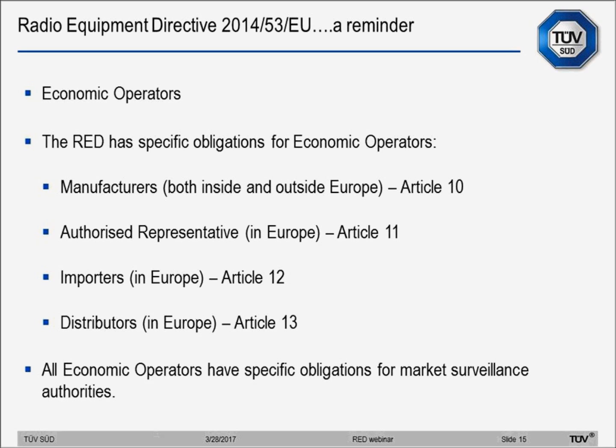These RED Articles 10 to 13, listed there on the slide, map to the Blue Guide sections 3.1, 3.2, 3.3 and 3.4. As an example, a distributor should be referencing RED Article 13 and Blue Guide Section 3.4, where the requirements are they verify the product is correctly CE marked, accompanied by relevant documents, for example, and they have the declaration of conformity, etc.